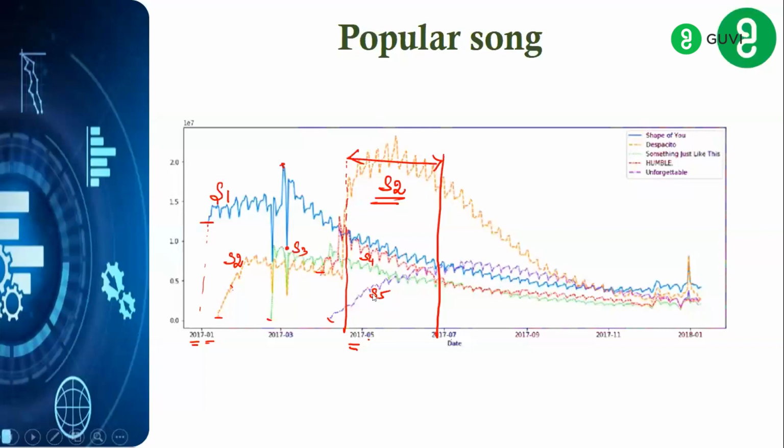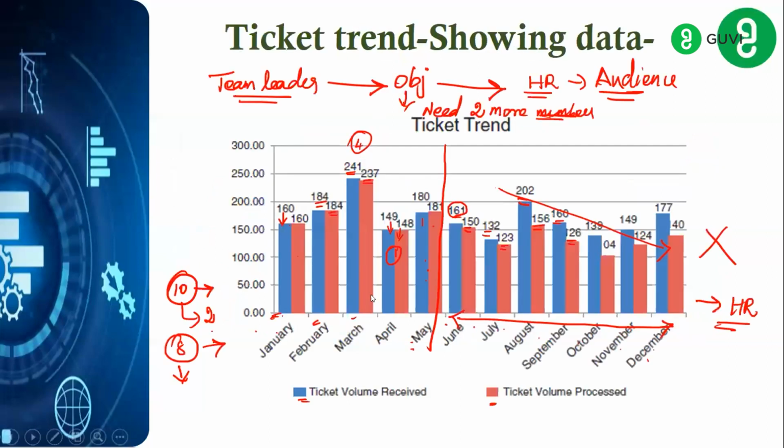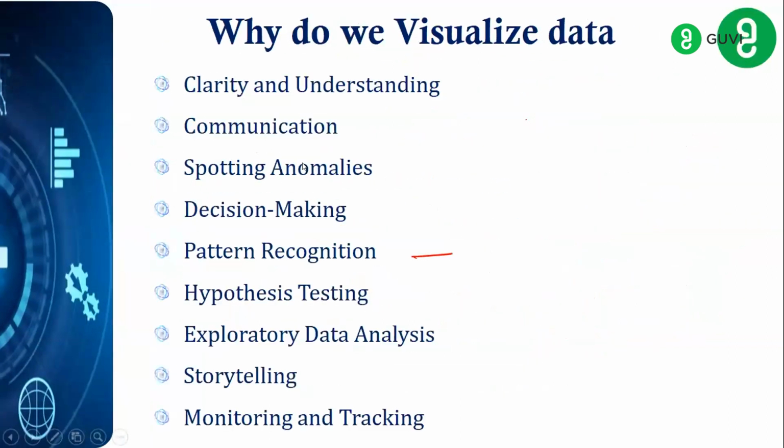So in order to understand the pattern, we need a visualization. That is the first point, okay? And communication is what? Visualization serves as a universal language. Anyone can get it. By observing the visual representation itself, you can convey a lot of information, right?